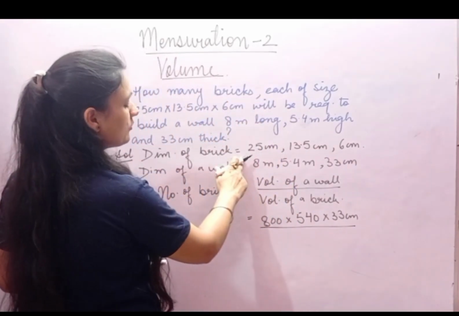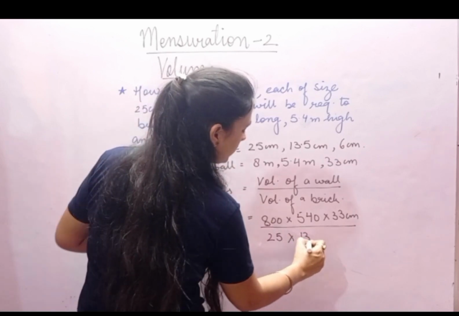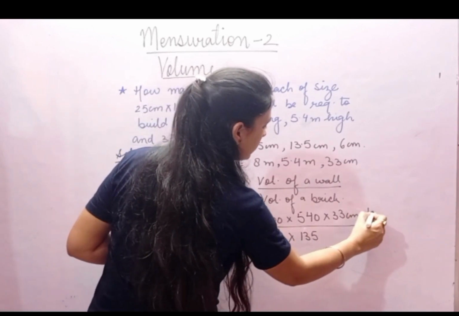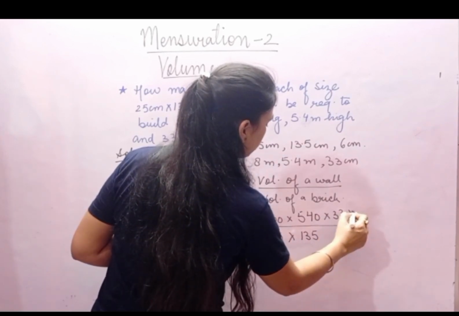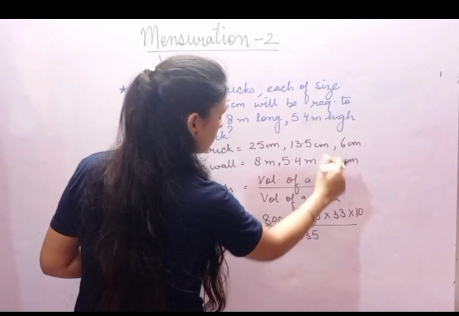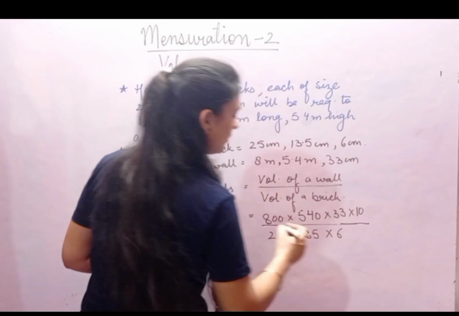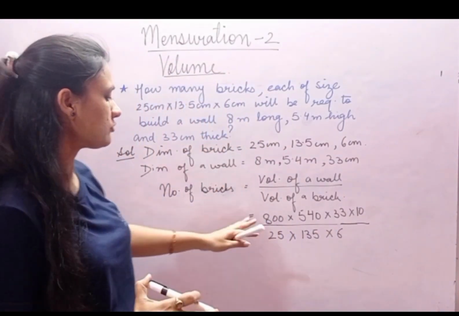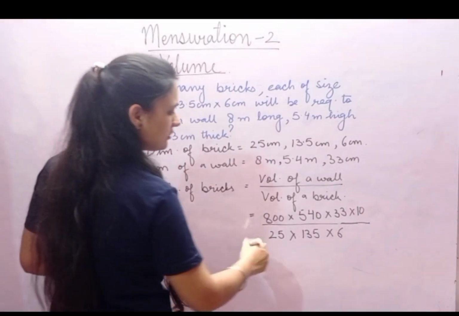Next is the volume of brick, 25 centimeter, 13.5. So I'll put 10 over here, and we'll mention the unit later on. 13.5 becomes 135 over 10, that decimal goes up, and then multiply by 6. So just cancel it over here. No need to separately find the volume and then divide, it will take so much time. So let us cancel over here.